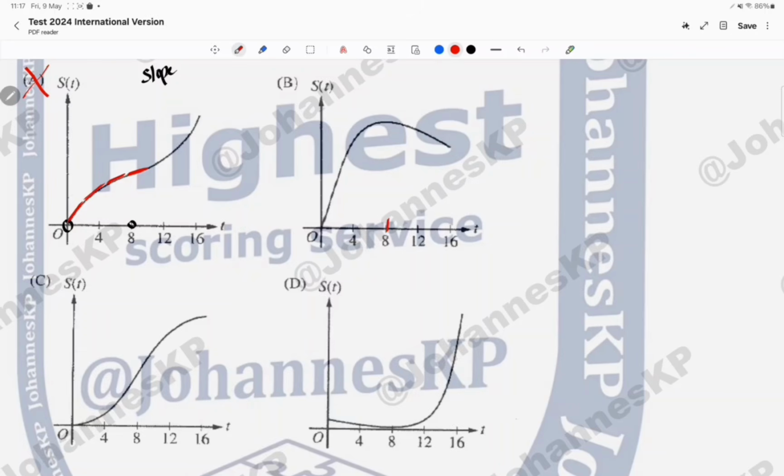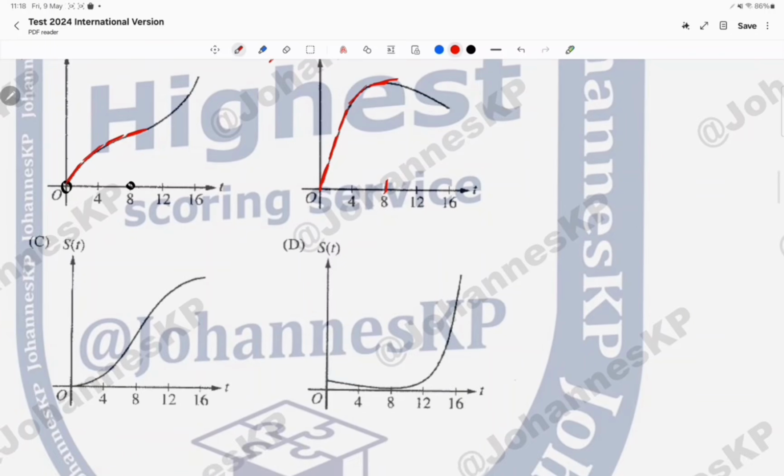Is my slope here becoming more steep from 0 to 8? Not really, because look, here, good, here, good, good. But then what? It's becoming flat. So it's not good either. Is my slope becoming more steep in D? No, it's becoming flat as well. So what's the answer going to be? C.